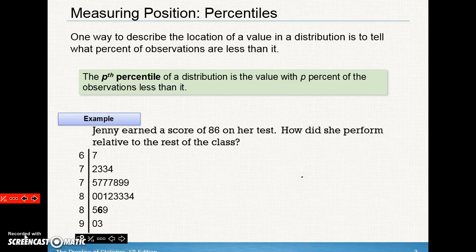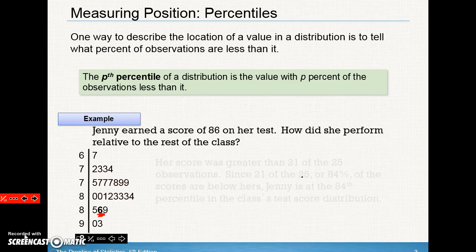All right, so here's an example. Suppose that Jenny earned a score of 86 on a test. We want to know how did she perform relative to the rest of the class. The score of 86 in and of itself doesn't really tell us very much about how well she did, because maybe everyone else in the class did better than she did. Maybe they did worse. We don't really know. Looking at this stem plot, we can actually see that she did pretty well compared to the rest of her class. Her score of 86 right here is well above the mean, we can see, and well above the median.